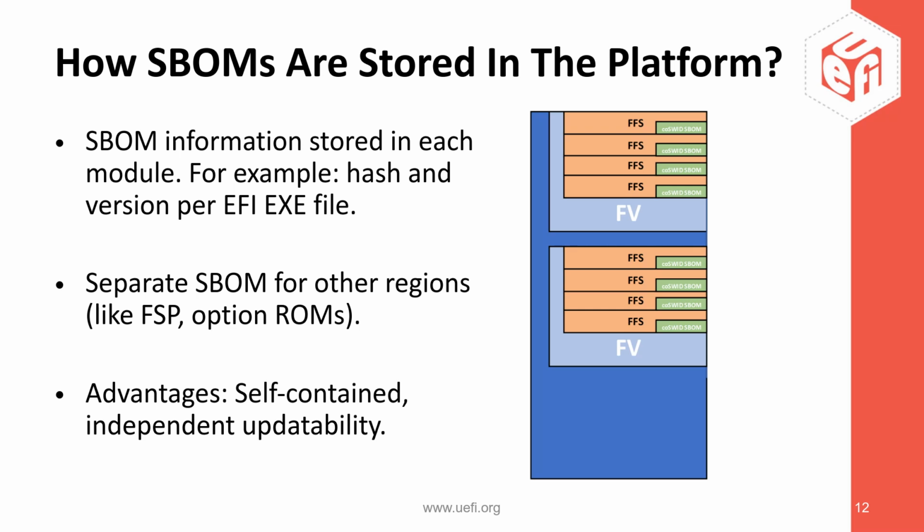For example, in UEFI, within the FFS, or firmware file system, PE/COFF section, there may be a space to put the SBOM information inside each one of the executables. For other regions in the firmware, you have to find some other way to put the information about those regions. For example, if you have an FSP or an option ROM, how are you going to get the SBOMs for those? Are they going to contain their own SBOMs, or do you need to create one for them?